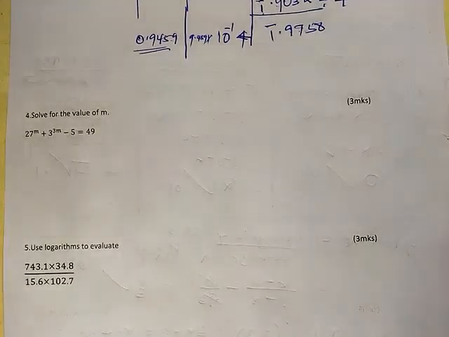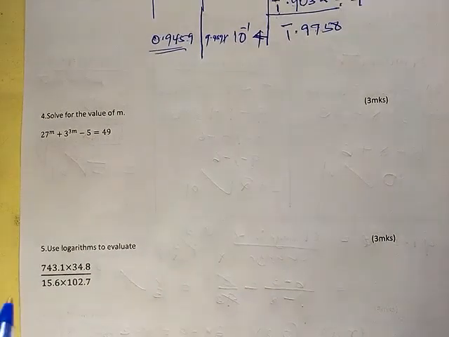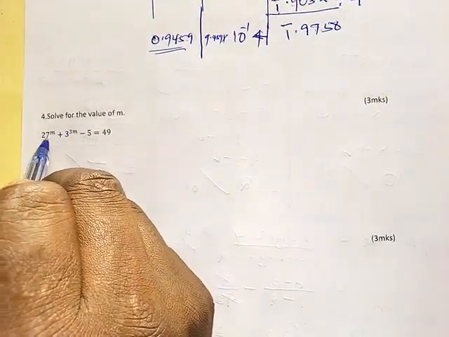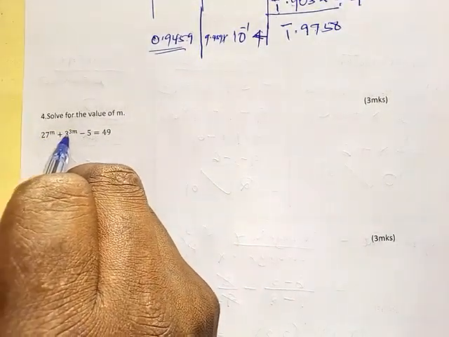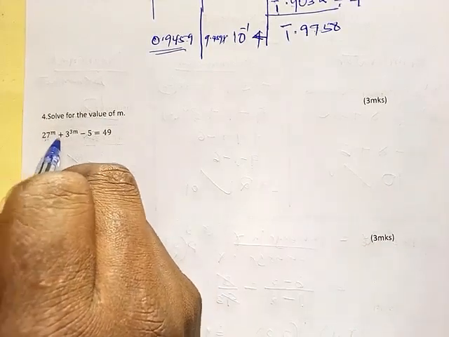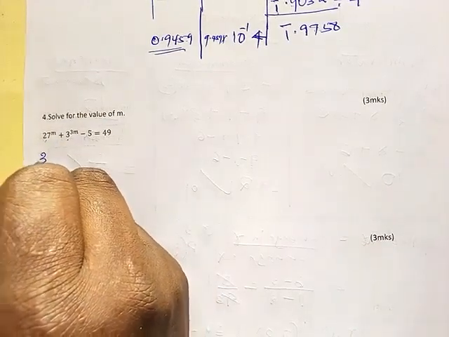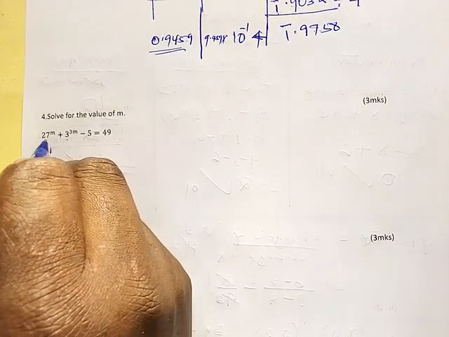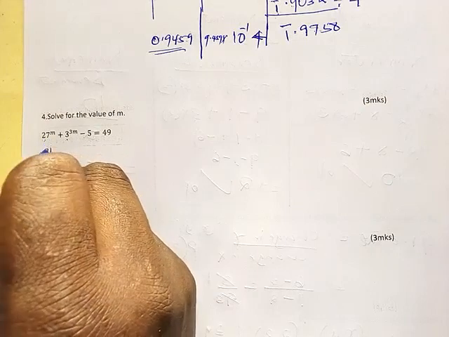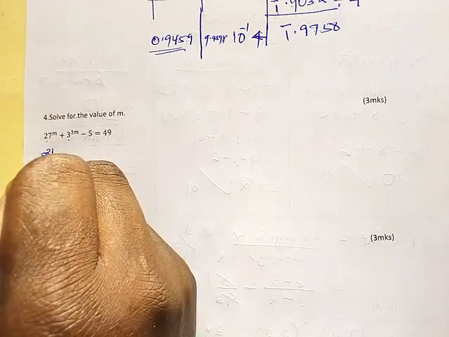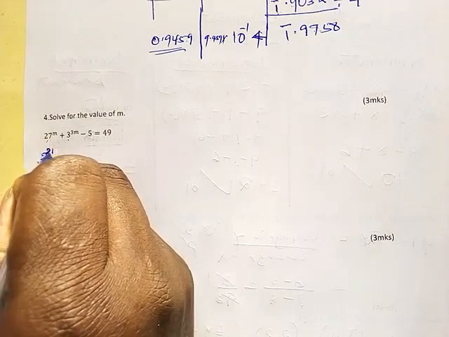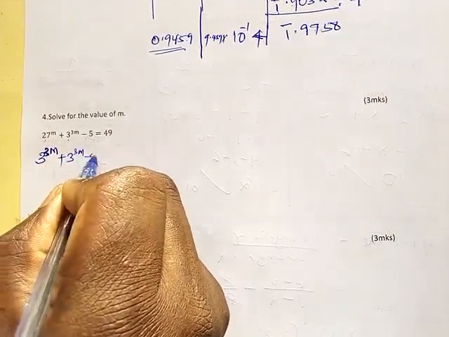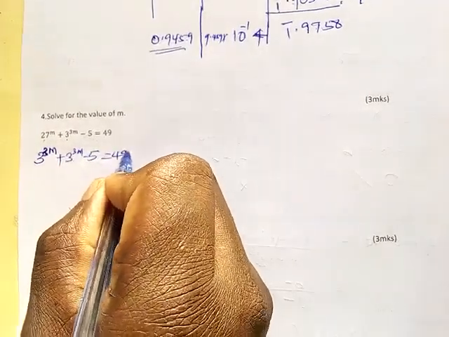of m. We want to solve for m. So here, let us make the bases the same on the left side first. We can make this one base 3. So 3 raised to power 2 times m. How many? Yeah, 3 raised to power 3, not 2. 3 raised to power 2m plus 3 raised to power 3m minus 5 equal to 49.